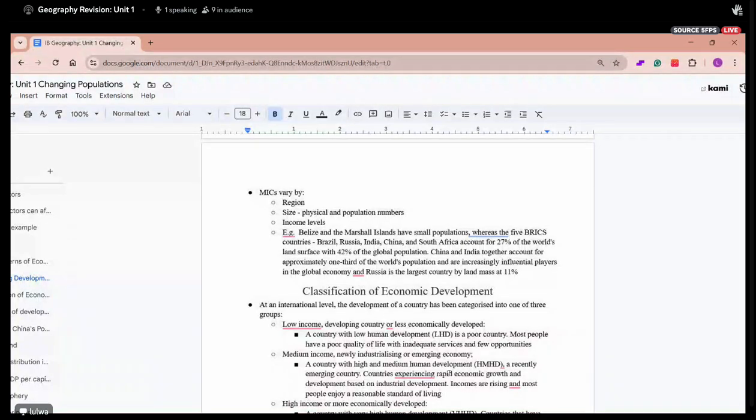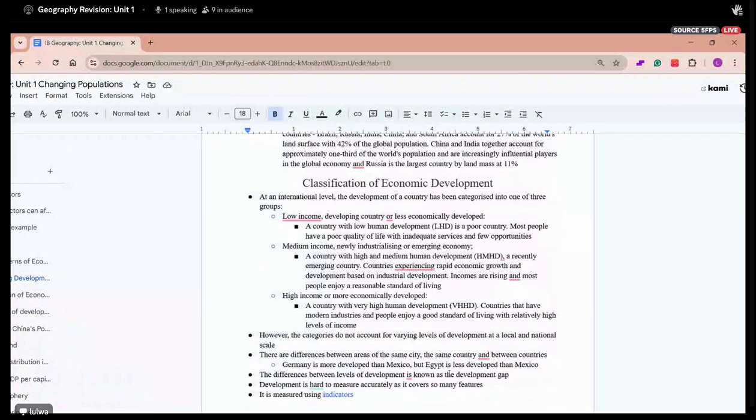So, classification of economic development. At an international level, the development of a country has been categorized, as we said earlier, into one of three groups: low, medium, or high income countries. So they'd be either developing, less economically developed, or more economically developed.